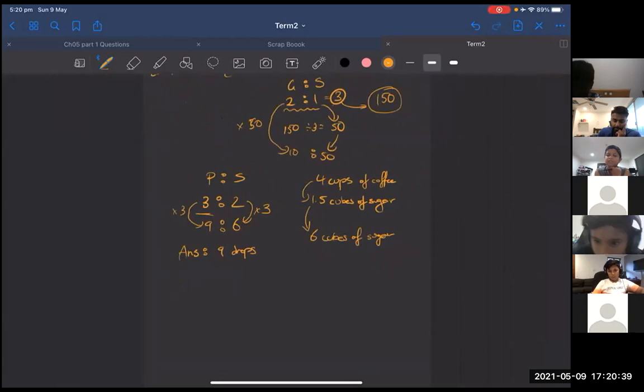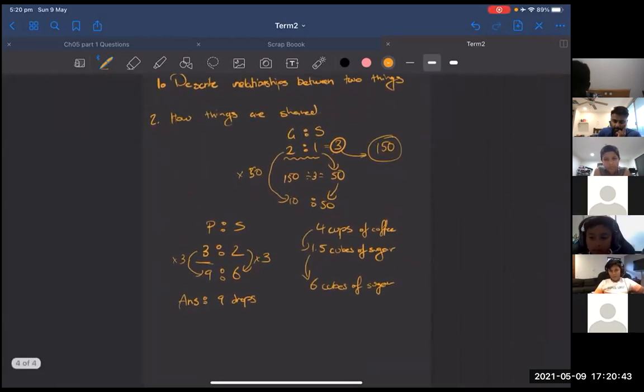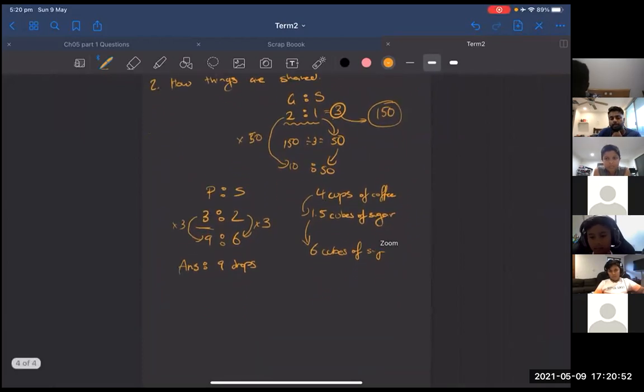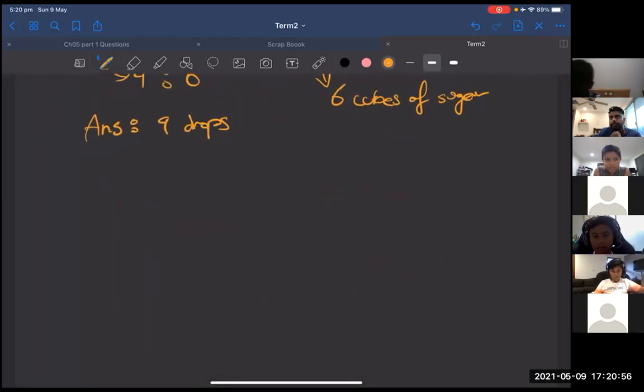Yeah, I can scroll. Wait, how high do you want me to scroll up, Aiden? Aiden, just take a screenshot because I need to scroll down. Okay. All right. So let me give you another example.